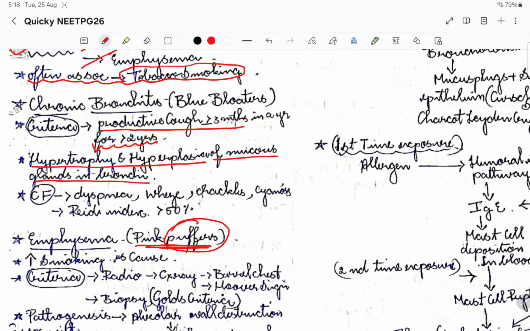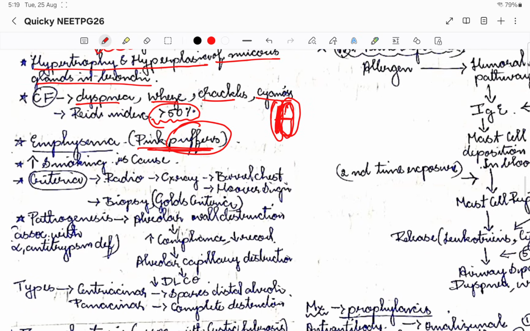Clinical features will be dyspnea, wheeze, crackles, cyanosis, and all will be there. Reid's index is the index where we see the difference between the smooth muscle length and the mucosal layer length. We take the ratio between these two and calculate the Reid's index. If the mucosal layer is more as compared to the smooth muscle layer, the Reid's index will be more than 50% in chronic bronchitis.